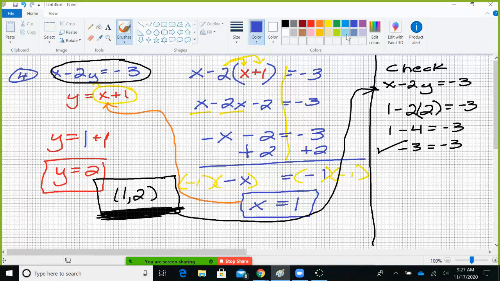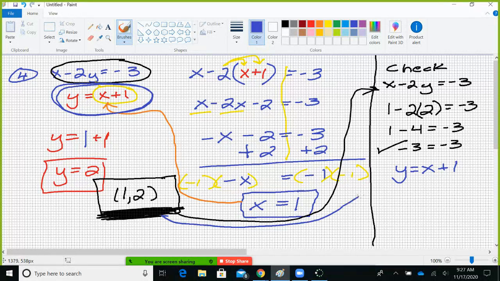Now I have to see if this solution also works for my other problem. So I take this problem, y equals x plus 1, and I have to put these values into there. So I put the 1, 2 into here. So my y value is 2, my x value is 1, 2 equals 1 plus 1, 2 equals 2. That checks out. Since they're both true statements, I know my answer is correct.